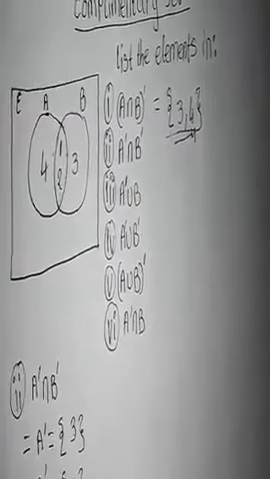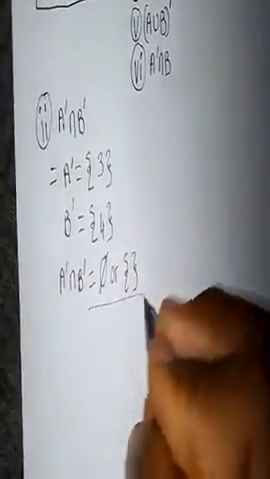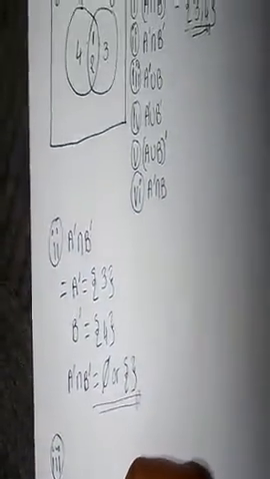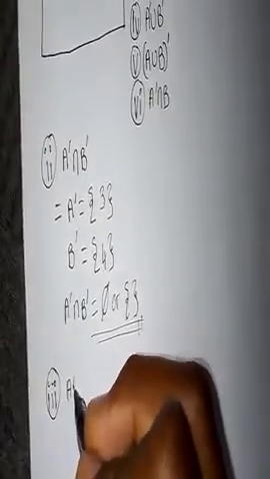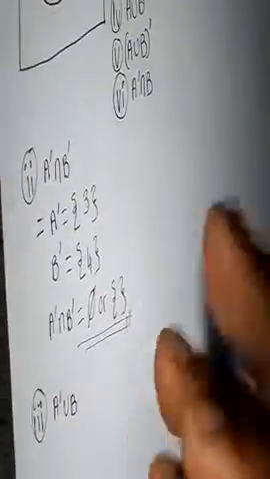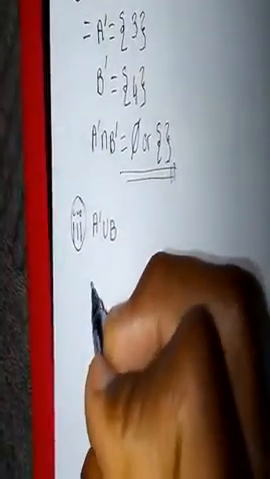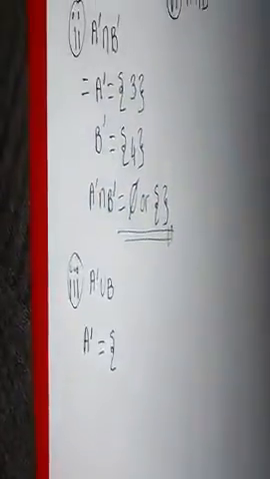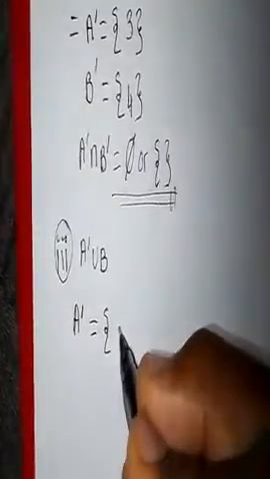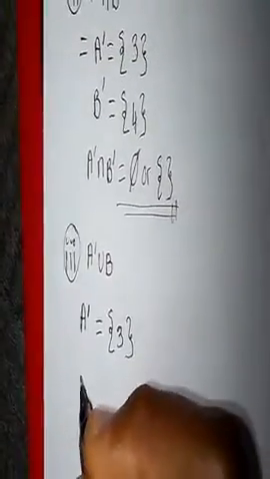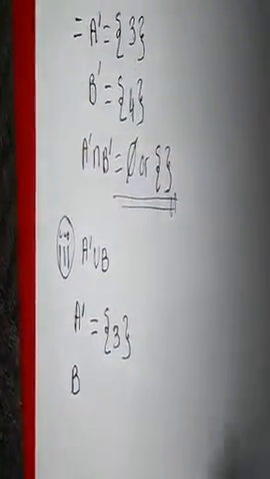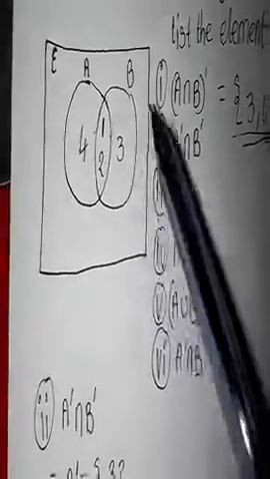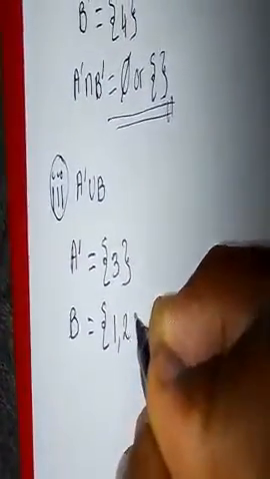List the elements in A complement union B. So number 3, A complement union B. Even for this one, we're going to go step by step. So it's going to be A complement. The elements in A complement, we listed it on the previous example, it's 3. And the elements in B are, when we go to our set, 1, 2, and 3. So we're going to list them here: 1, 2, and 3.